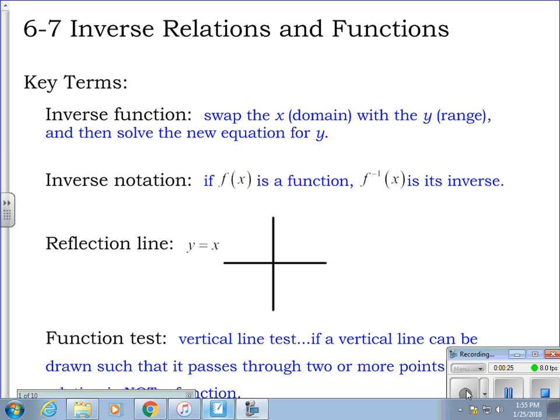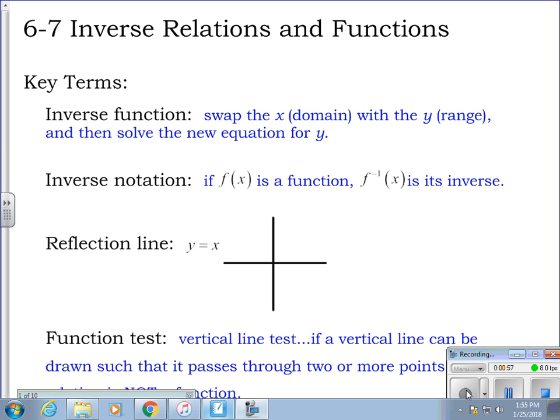Okay. Inverse notation. If f of x is the original function, f to the negative 1 power is its inverse. Now, normally, something to the negative 1 power means 1 over that, not when it's like this. F to the negative 1 is the inverse of f. It is not 1 over f. The inverse of a function is not 1 over that function. It may be the inverse of a number, but not the inverse of a function.